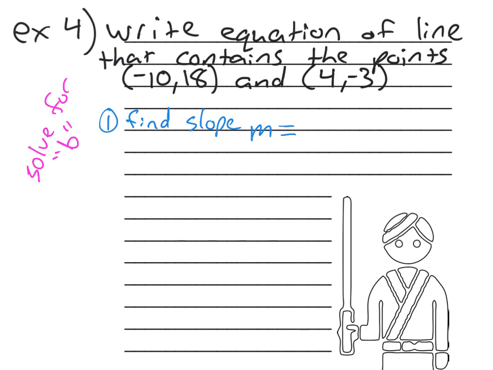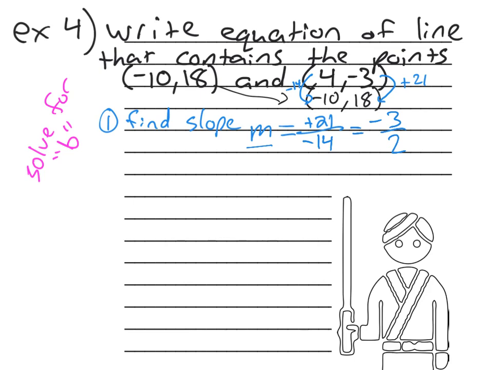So our slope m, let's go ahead and stack these. -10 underneath and 18. So how do you get from the y value -3 up to the y value of 18? You add 21, a positive 21 of y change on top. How's the x changing the same direction? It's subtracting 14. So -14 on the bottom. Simplify that ratio to be -3/2. So there's our slope. That's half our equation.